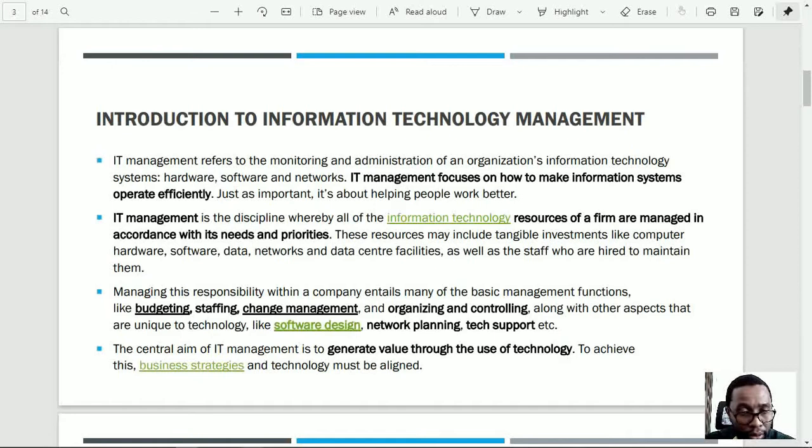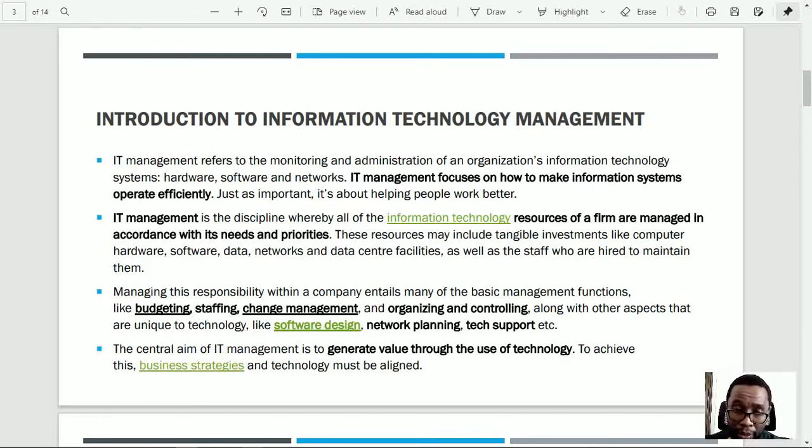So to start off, this IT management course or topic is very important because it actually revolves around almost everything that is in a company, because we realize that nowadays most, if not all, big organizations and small ones are managed using technology, and this technology needs also to be managed. And we say that IT management refers to monitoring and administration of an organization's IT systems. So this might be either hardware, software, networks, and many other things.